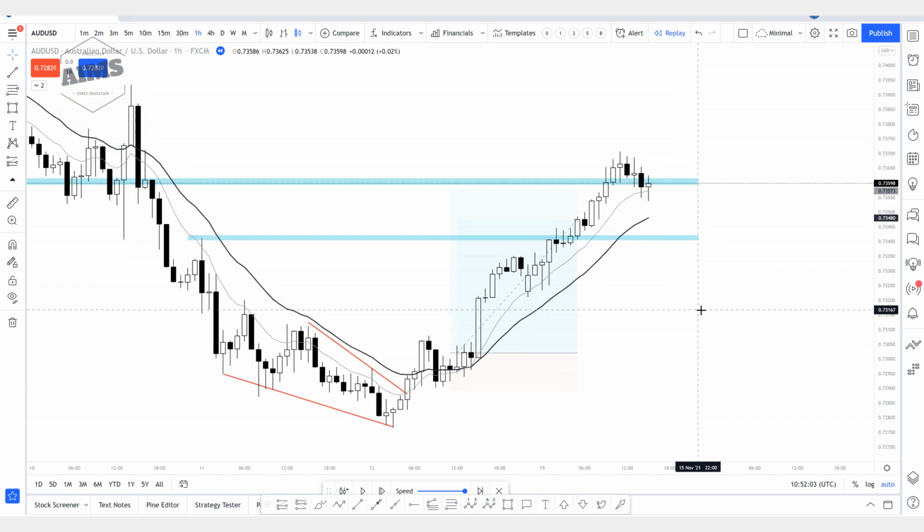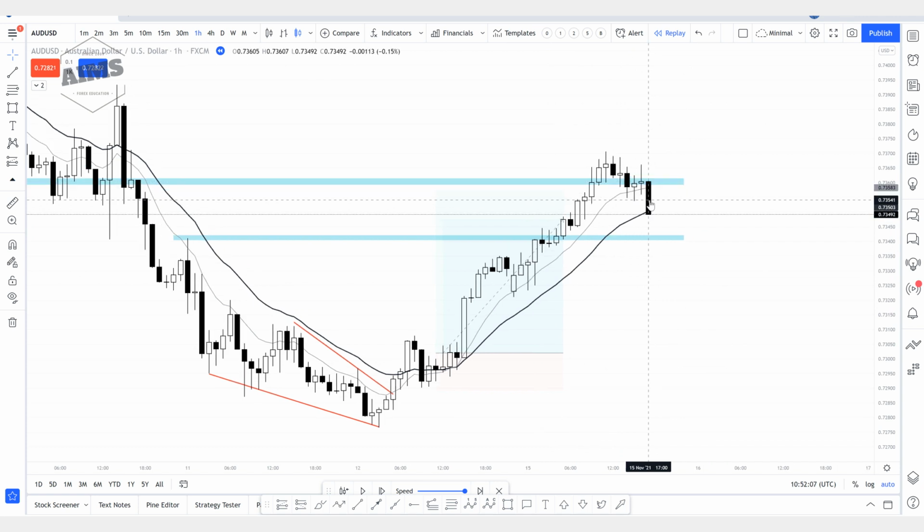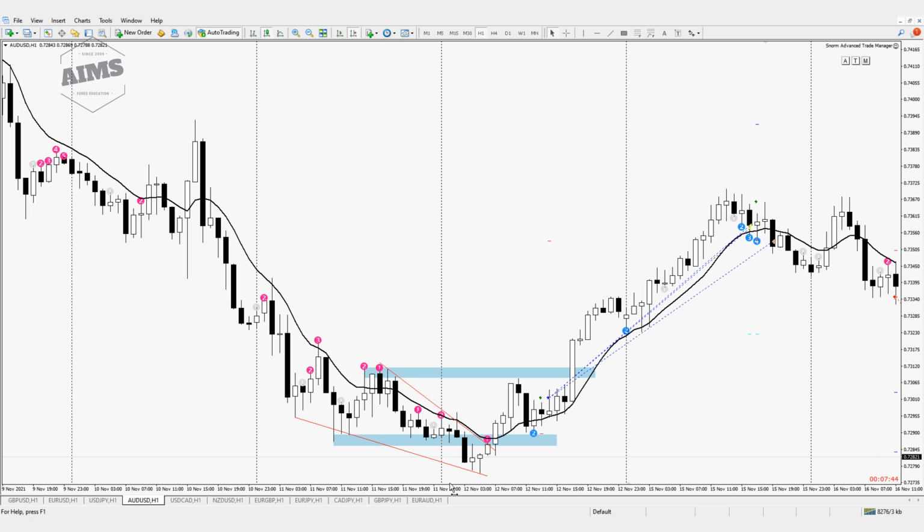And then when it closes, well, it's not closed yet. See, around here, as it tapers around the 10 EMA, now it's time to get out. So where did I get out?